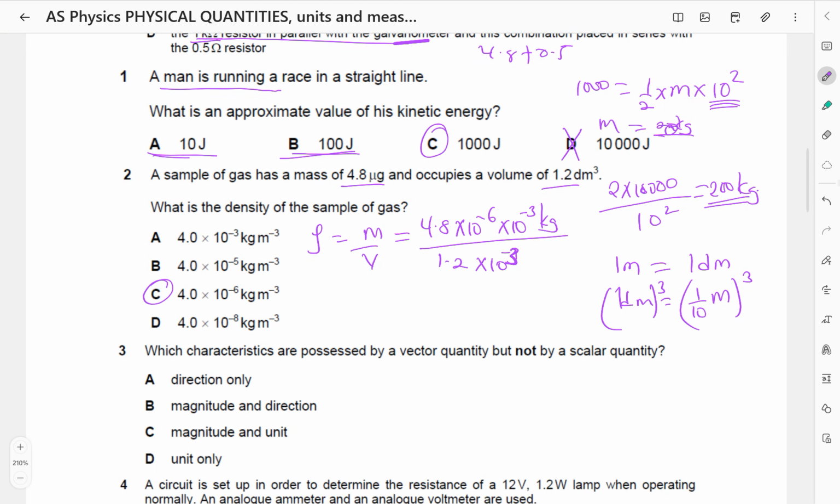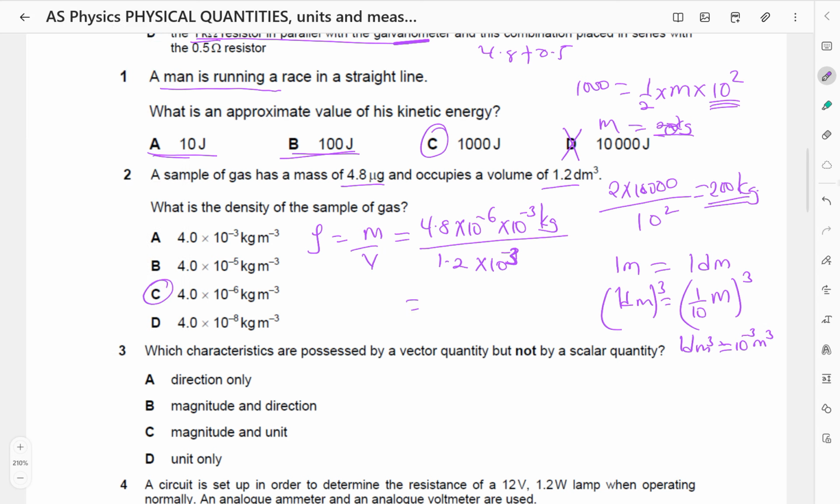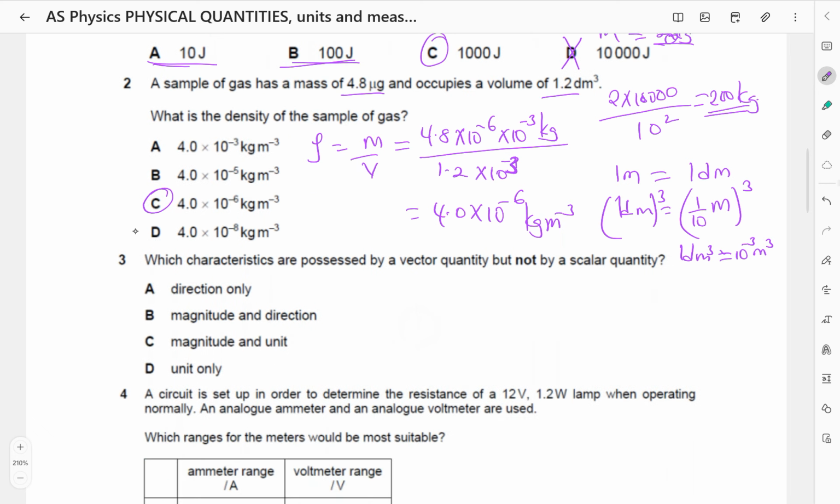1 decimeter cubed is going to be 1 over 10 meters, but this is power 3. So 1 decimeter cubed is equal to 1 over 10 power 3, which is 10 power negative 3 meters cubed. So this is going to be 4.8 exponent negative 9 divided by 1.2 exponent negative 3, which is 4.0 times 10 power negative 6 kilograms per meter cubed. So the answer is going to be C.